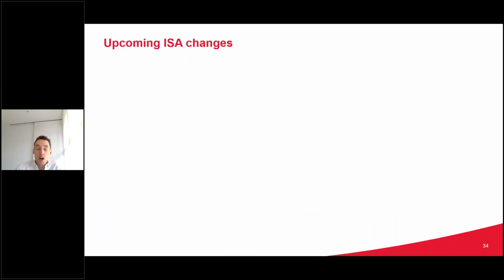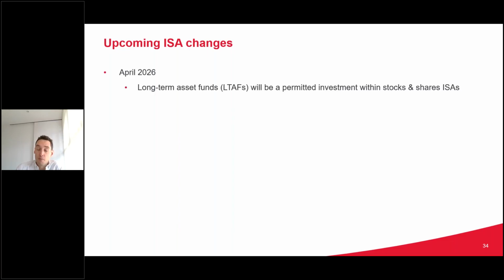A couple of things have been confirmed. In the Mansion House speech, they did announce that long-term asset funds, so LTAFs, will become a permitted investment for stocks and shares ISAs. This is coming in from April next year, when the new tax year starts. You may have seen these long-term asset funds are particular funds that invest in more illiquid, infrastructure type investments, so there's not as much liquidity in them. They will be a permitted investment from April.